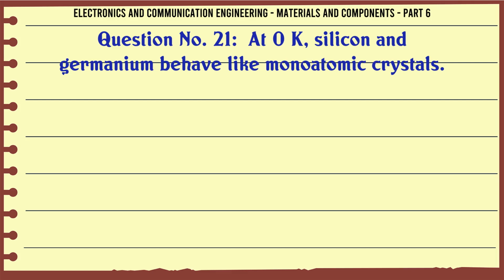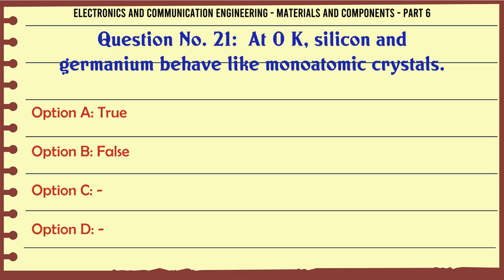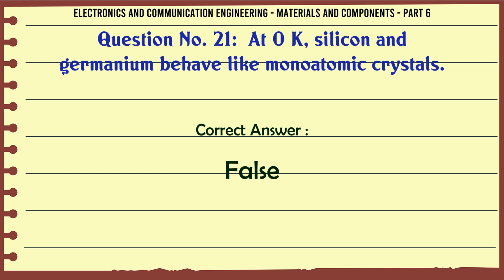At 0 K, silicon and germanium behave like monoatomic crystals. A. True, B. False. The correct answer is false.